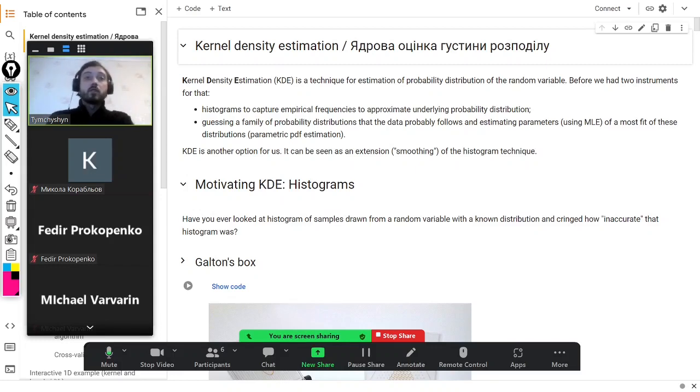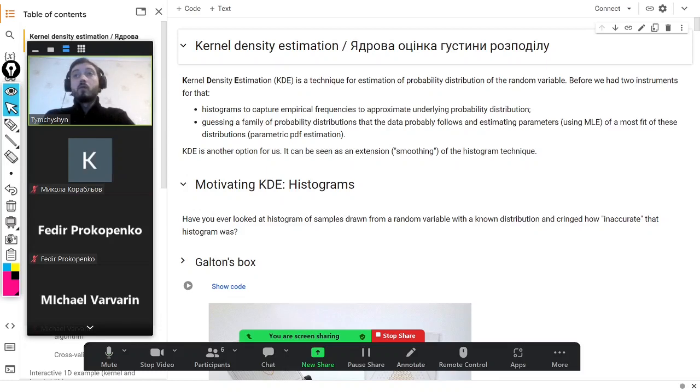One of the instruments was just guessing a family of probability distribution that the data probably follows. In most cases that were some normal distributions, so you might recall how we did that when considering, for example, naive Bayes, or when we were considering MLE when studying statistics.